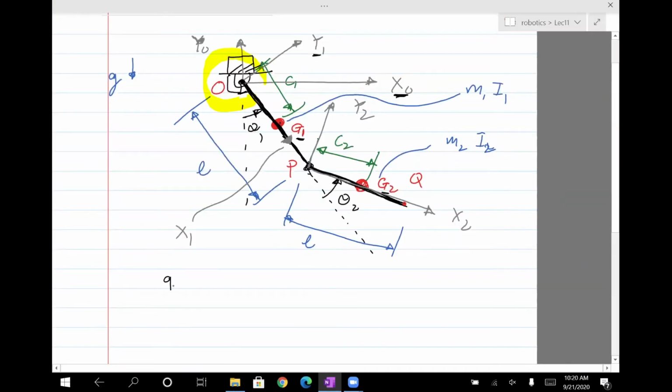So G2 in frame 0. Trying to find the position of G2 in frame 0. That will be, first I need to translate the point to point P. So if I know the position of P, then I can use P0 plus R1.